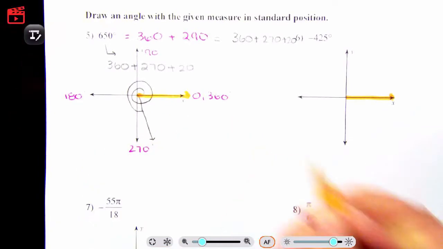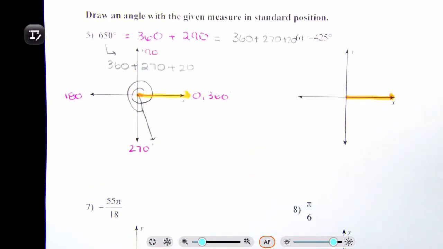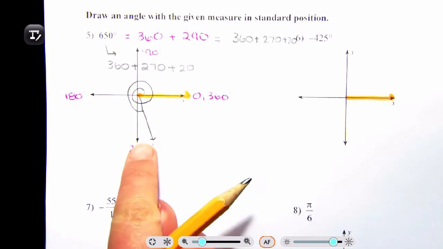We're guesstimating, so it's pretty close to 270. We're just 20 over that.